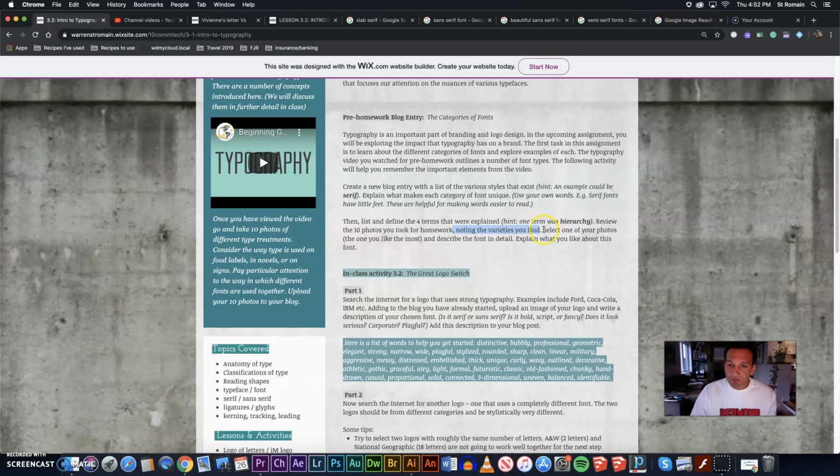Then you're going to select one of your photos, the one that you like the most, and describe the font in detail. Explain what you like about the font, and that's it. You don't have to do anything else. That's it for now. We'll get into the next part after you guys have done that. Put that up on your blog, and that's all you need to do.